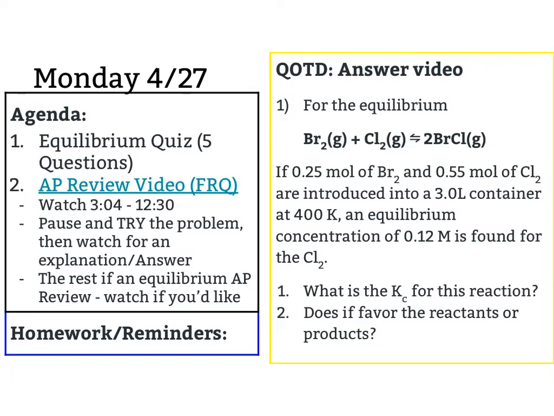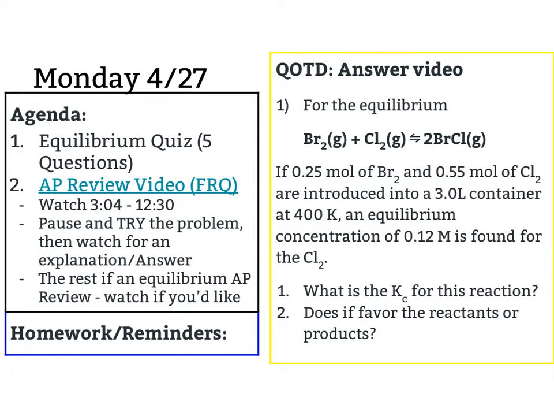So it's giving us an equilibrium equation, and it's saying if 0.25 moles of the Br2 and 0.55 moles of Cl2 are introduced into a 3-liter container at 400 K, an equilibrium concentration of 0.12 molar is found for the Cl2. What is the Kc for this reaction, and then does it favor the reactants or products?